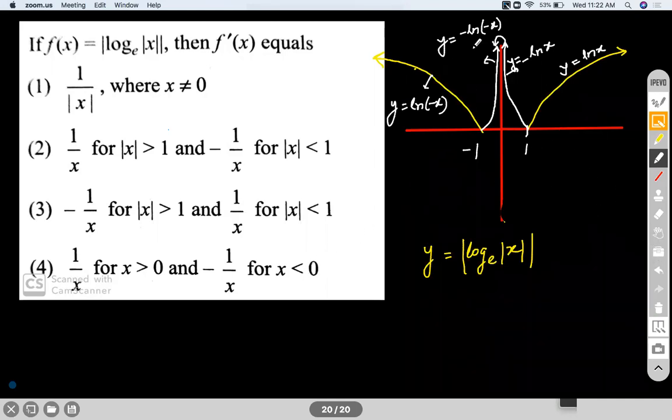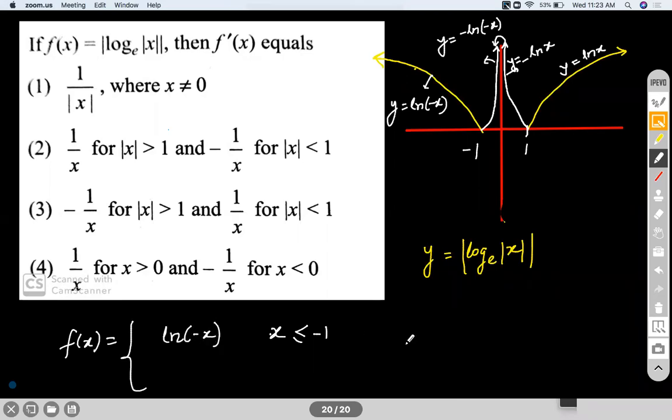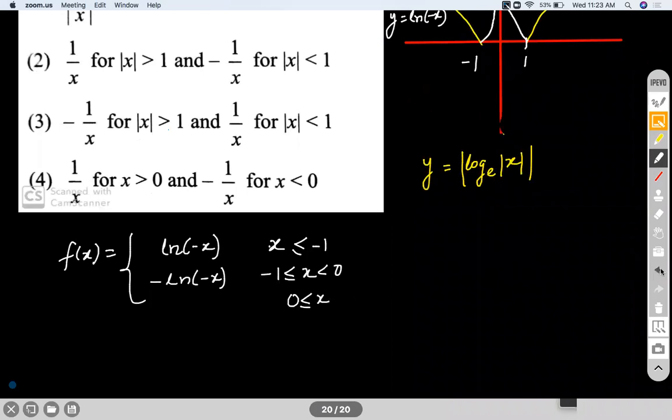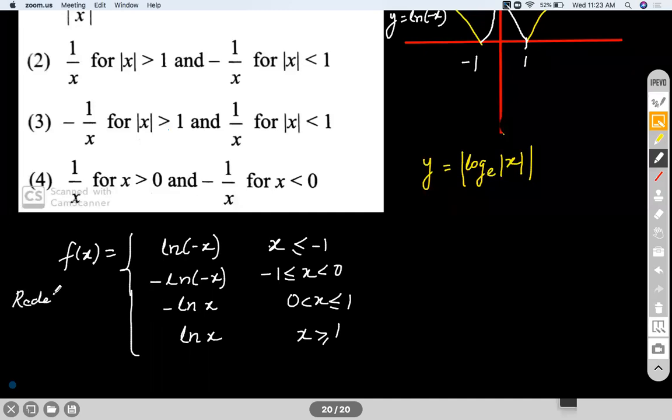So the definition is well understood over here. When your x is less than or equal to minus 1, you are actually following the graph of ln of minus x. Yes or no? Yes, sir. When you are from minus 1 to 0, not including 0, you are following the graph of minus ln of minus x. Correct. When you are from 0 to 1, 0 will not be included, you are following the graph of minus ln x. And when you are above 1, normal ln x only. No doubt about this redefinition? No, sir.